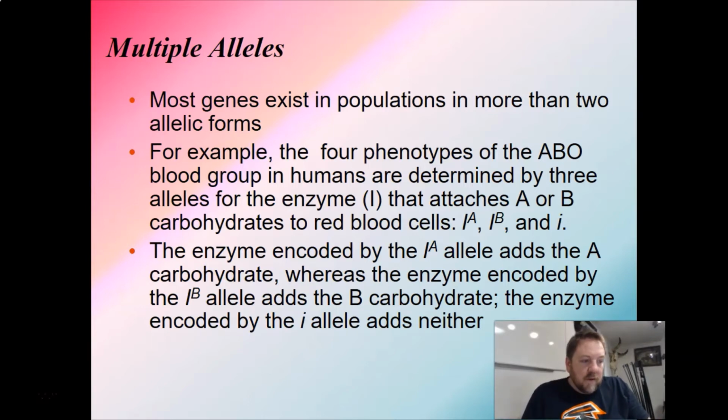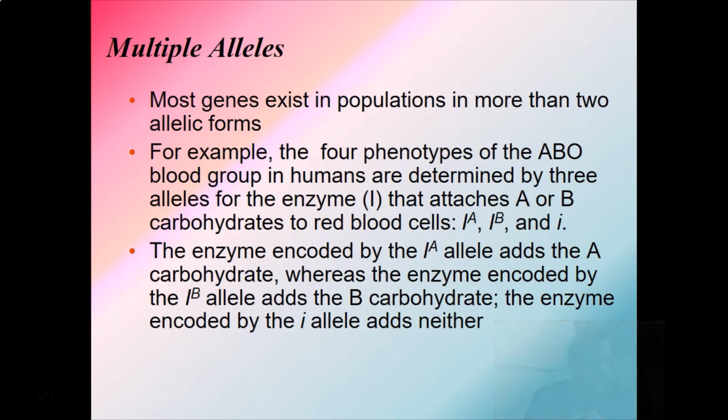So the enzyme encoded by the I^A allele puts the A carb on, and the enzyme that codes for I^B puts the B carb on there. Let's take a look here.